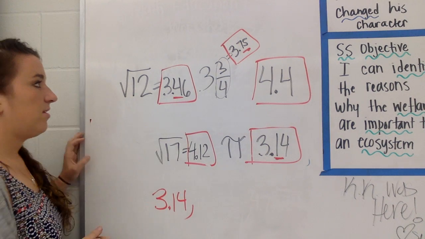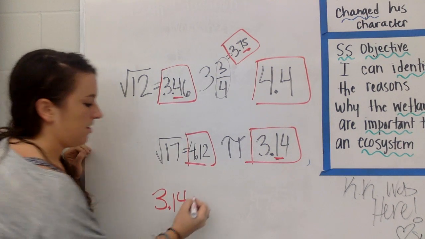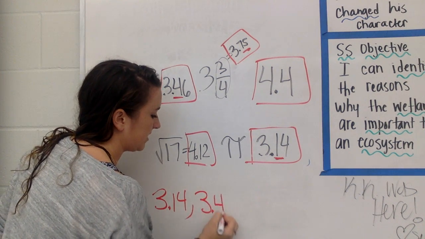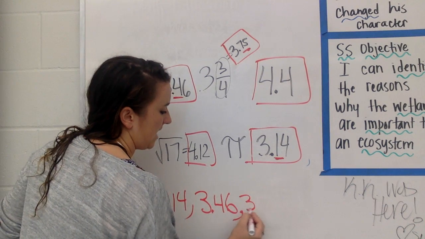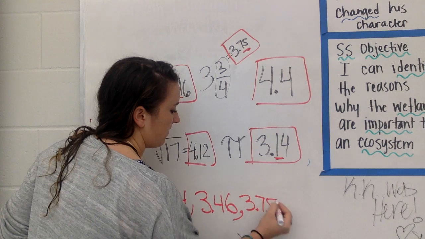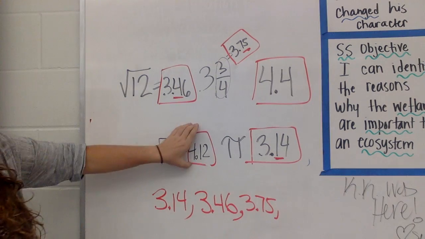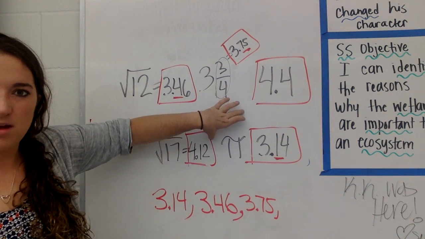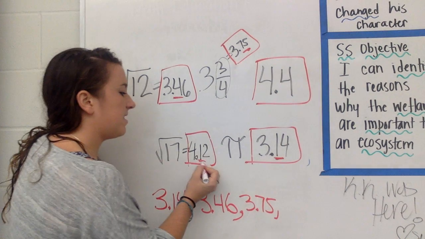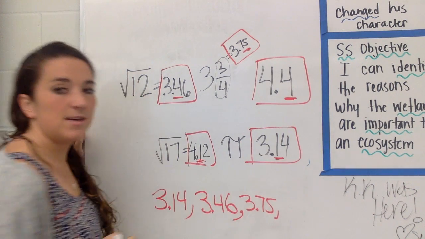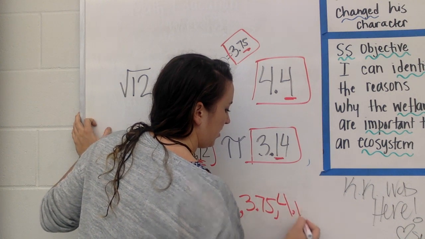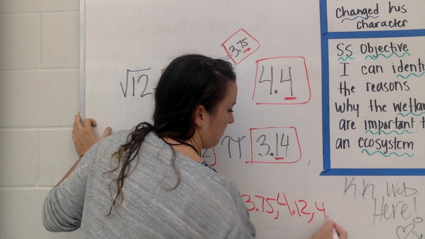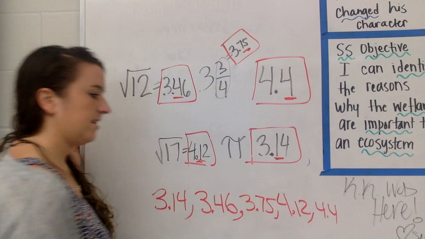Then we have which one? 3 and 46 hundredths. Then we have our last one with 3 and 75 hundredths. Now we have our 4s. Which one of these is smaller? It's going to be this one because of the 1 in the tens place value versus the 4. So now we have 4 and 12 hundredths and 4 and 4 tenths.